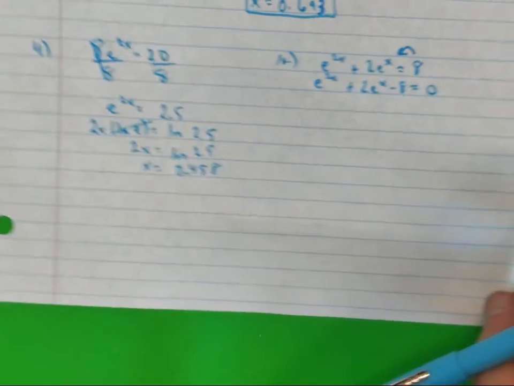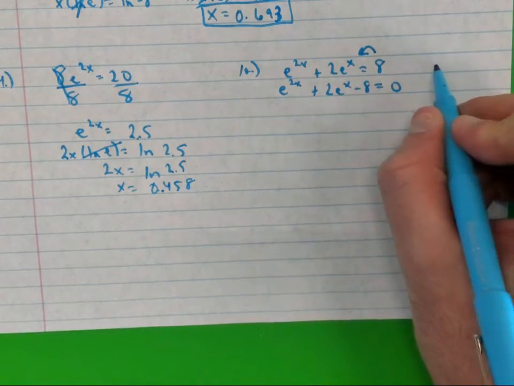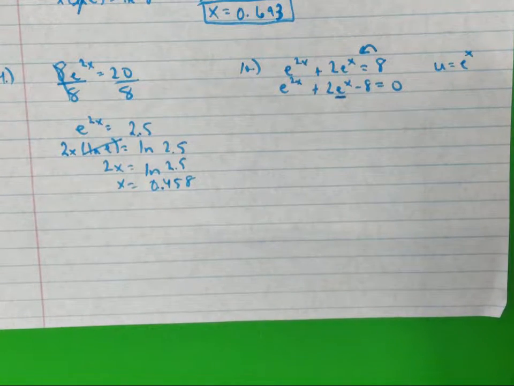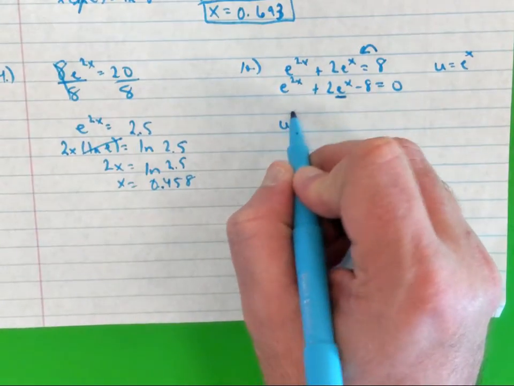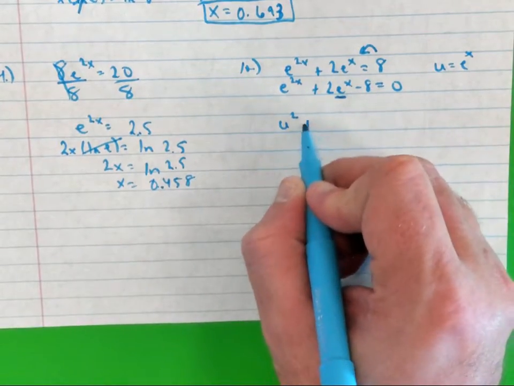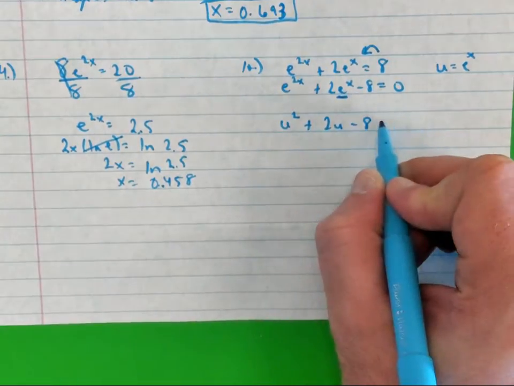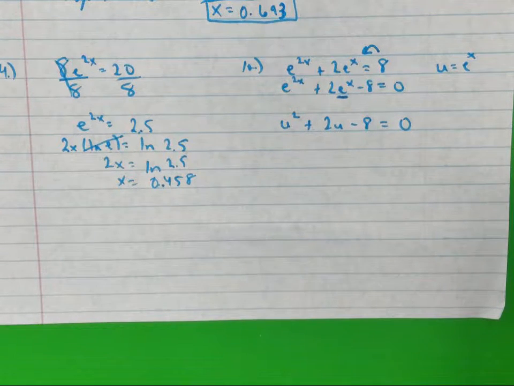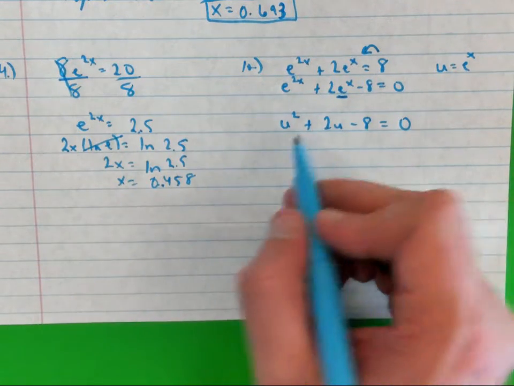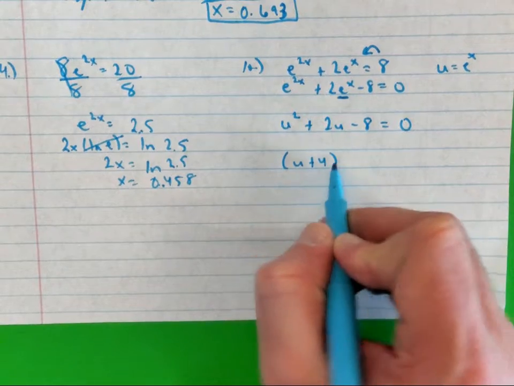I'm going to use my process of u substitution. What will I let u equal in this situation? e to the x. That middle term, e to the x. And then this is going to be u squared, because it's e to 2x, u is e to the x. So it'll be u squared plus 2u minus 8 equals 0. It's got to multiply to give me negative 8, add to give me 2. What values do that? 4 and what?